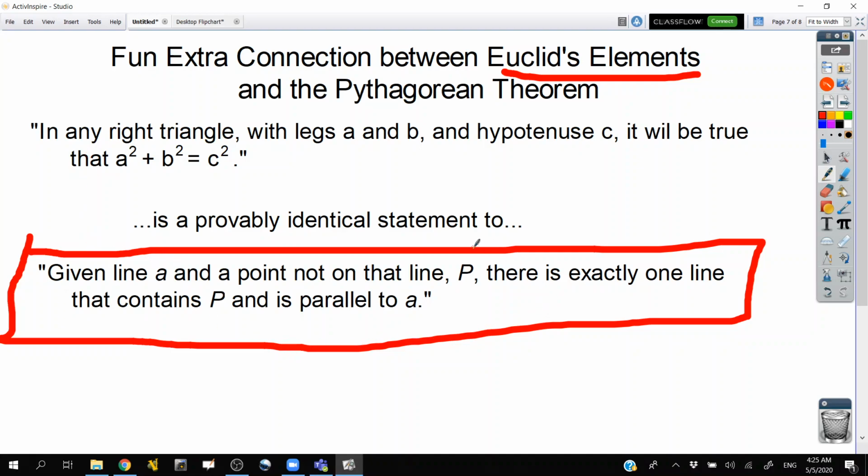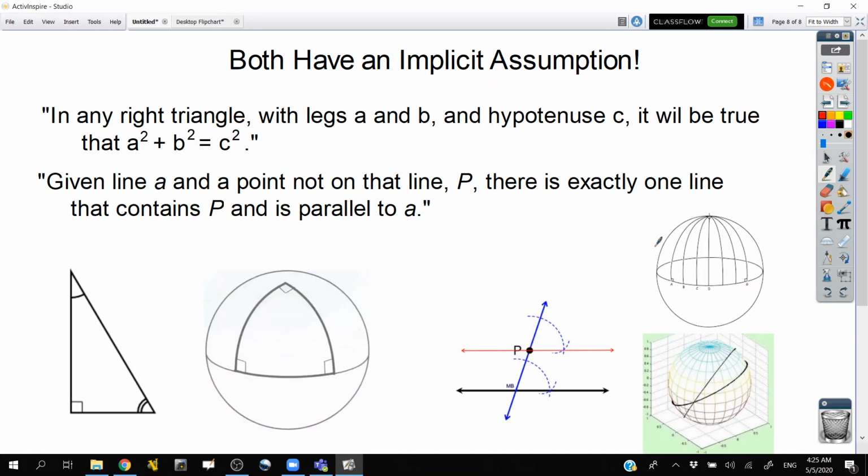Since Euclid obviously wanted to prove this but couldn't, he made it an axiom way late in his book, and people tried to prove this statement for almost 2,000 years. We found out later the problem is that both of them have an implicit assumption. The assumption is a flat surface. So over here we can see the Pythagorean theorem is going to be true in this case, and over here we see the Pythagorean theorem will be false.